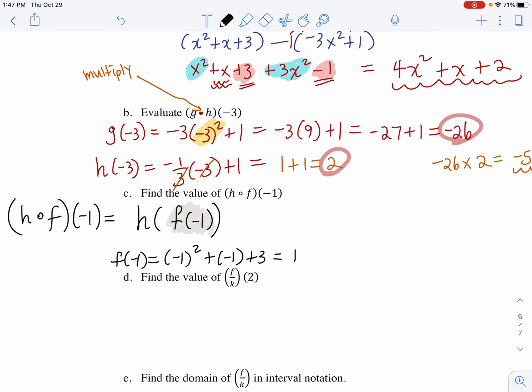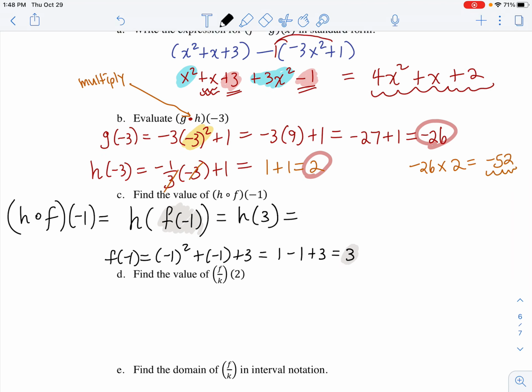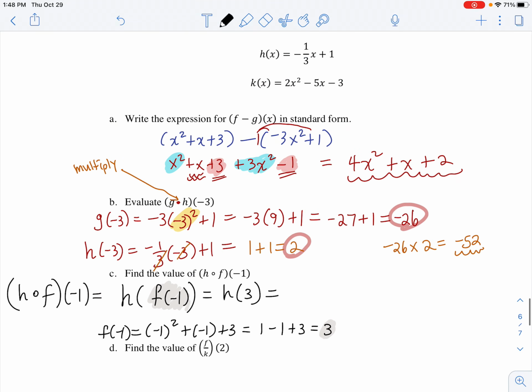So what's that going to be? That is positive 1 minus 1 plus 3. That is 3. So what I just found, this 3 will replace this gray highlighted f of negative 1. So that's the same thing as h of 3. So all you need to do is plug in 3 into h.